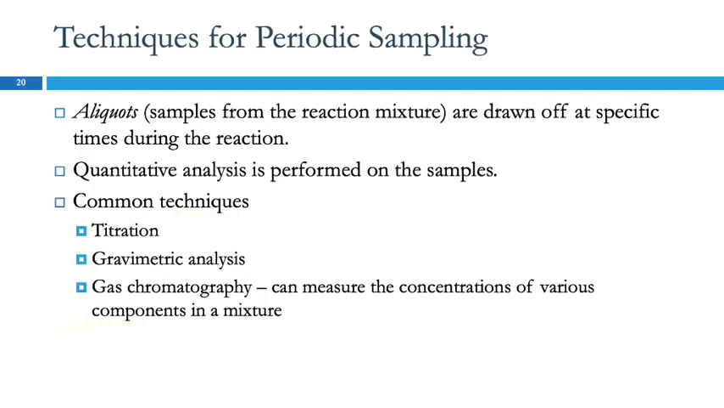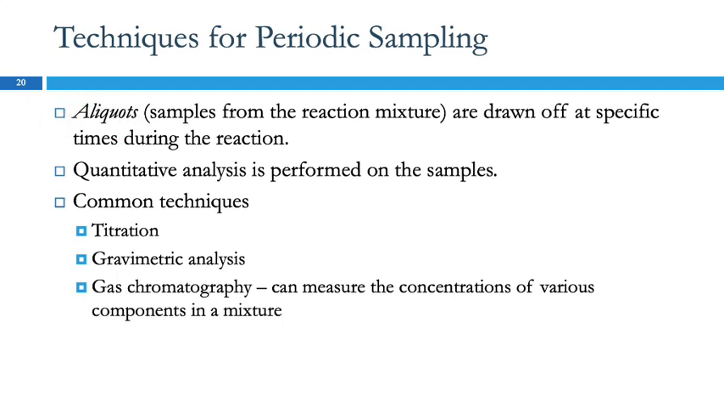Okay. So for periodic sampling, for that slower reaction, where maybe we're going to sample it every 15 minutes or something, what we're going to do is we're going to take a sample from the reaction mixture and measure the concentration in that sample. When we take a sample out of something, we call it an aliquot.